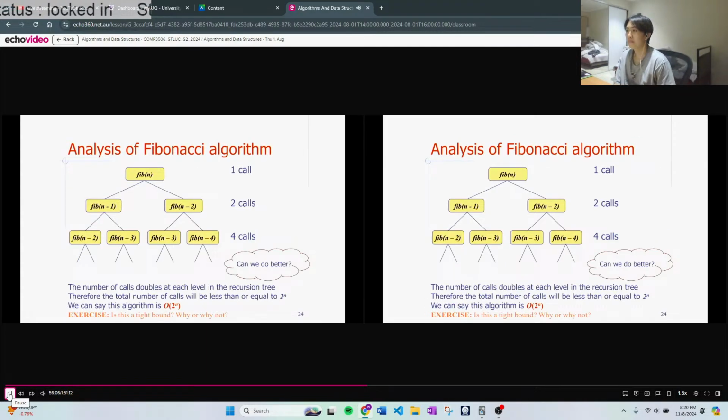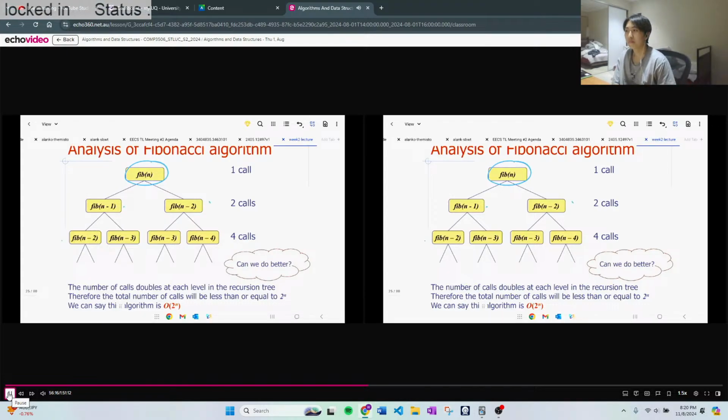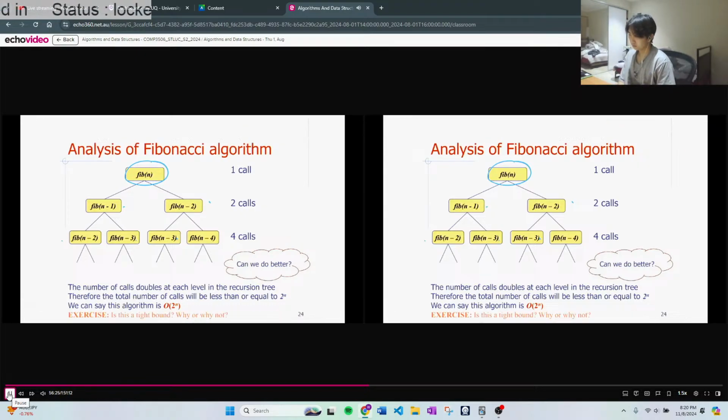So what happens, and this is what I was alluding to before, you start off with Fibonacci n, and that's okay, it gives you one call. But that one call generates 2, and those 2 calls generate 4, and those 4 calls generate 8, 16, 32, powers of 2, doubling all the time, right? So the number of calls is doubling at each level of the recursion tree. So the number of calls has to be less than or equal to 2 to the n, right? This algorithm is in O of 2 to the n.